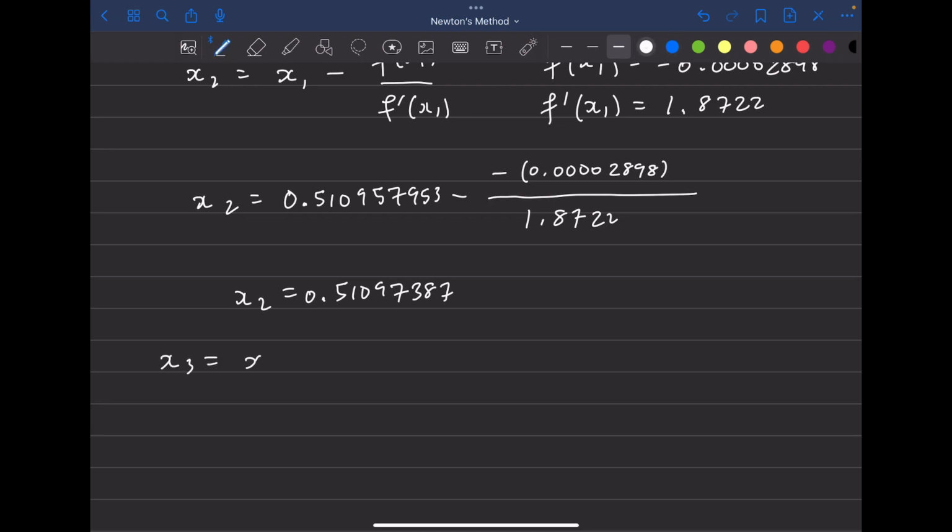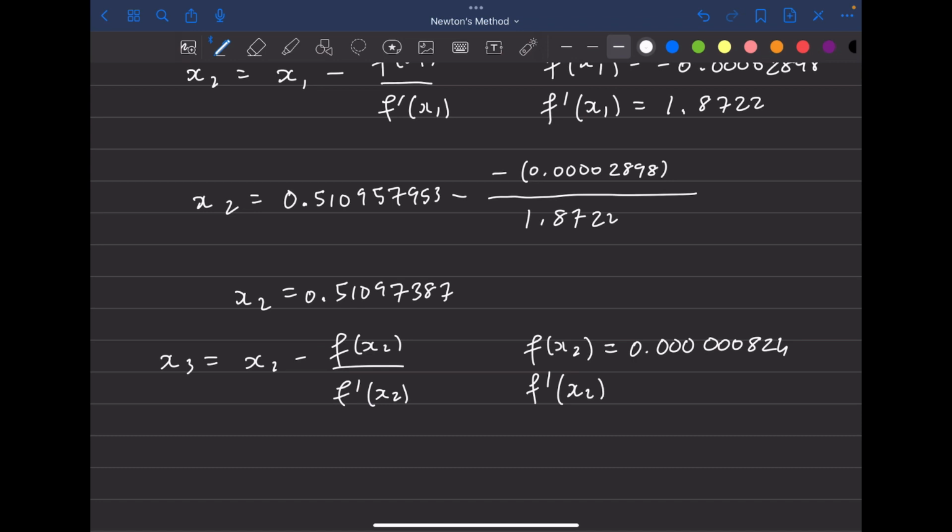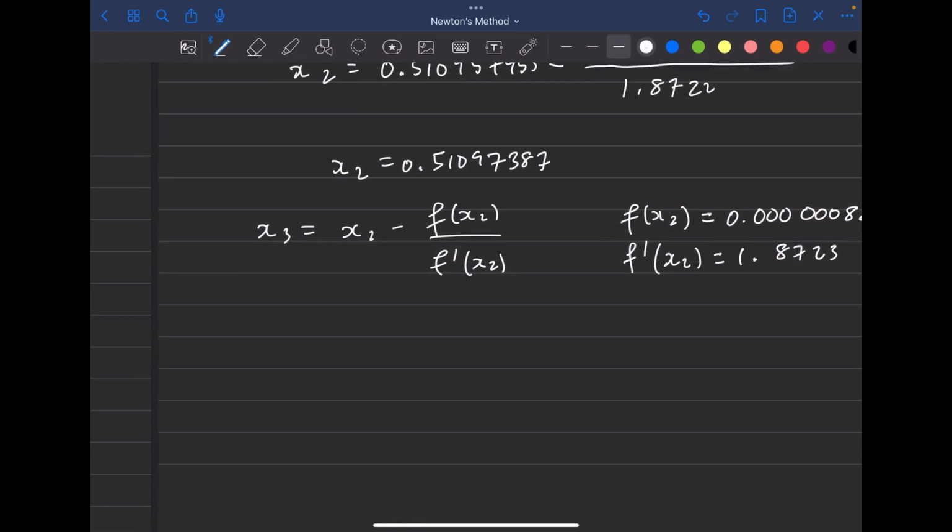x3 would be equal to x2 minus f of x2 over f derivative of x2. F of x2, once again, put this in a calculator. Let me just write that down. You should get that this is equal to 0.00000824. And then f derivative of x2 should give you 1.8723. And let's actually find x3 now.